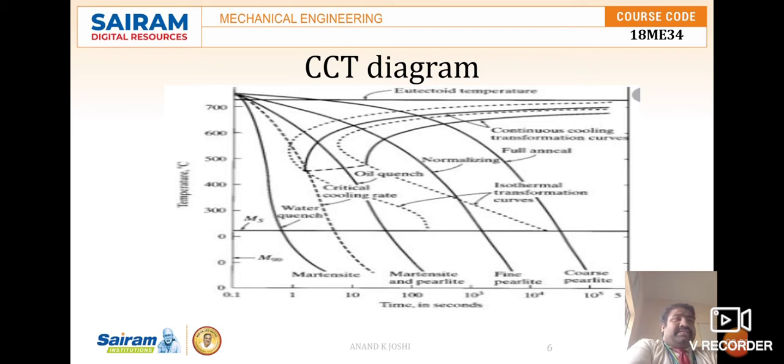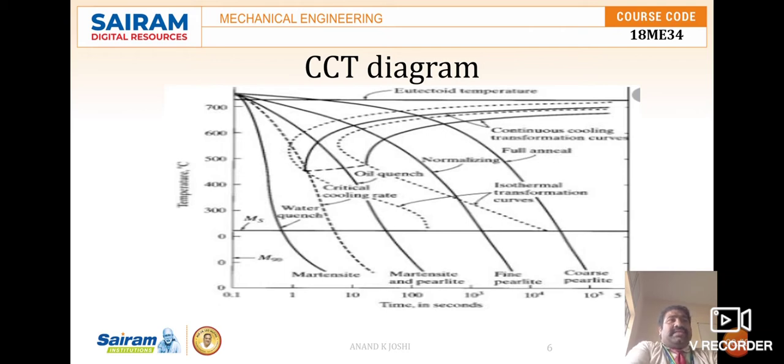This is also like the TTT diagram. The TTT diagram measures the rate of transformation at a constant temperature. However, in certain situations it becomes convenient to cool the material at a certain rate rather than cooling it quickly and holding it at a constant temperature. The disadvantage of the TTT diagram has been overcome with the CCT diagram. So they developed these CCT diagrams.